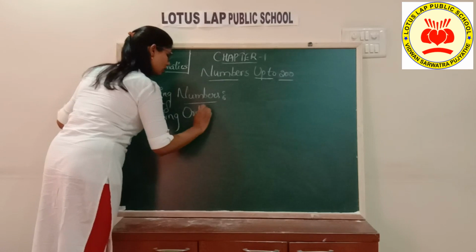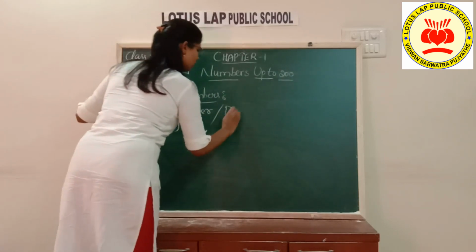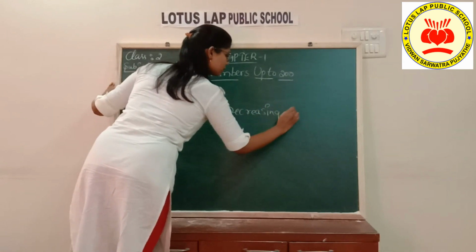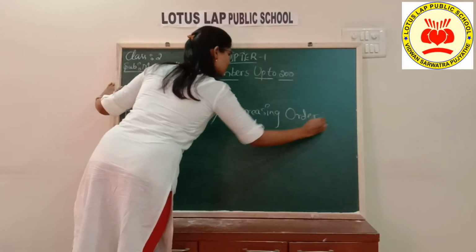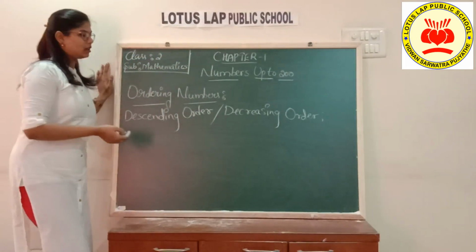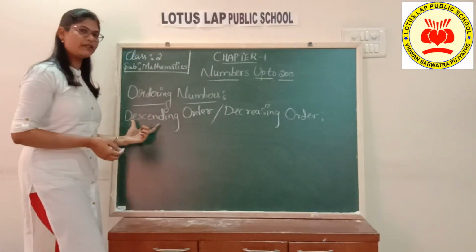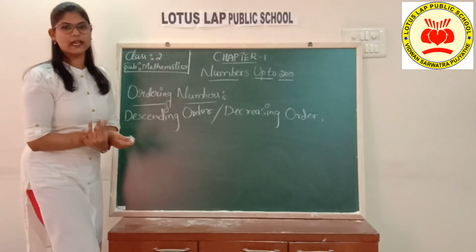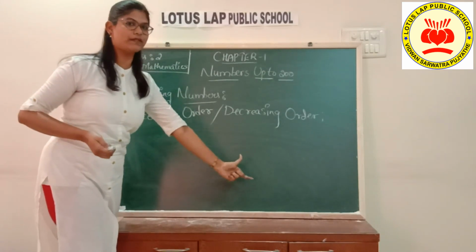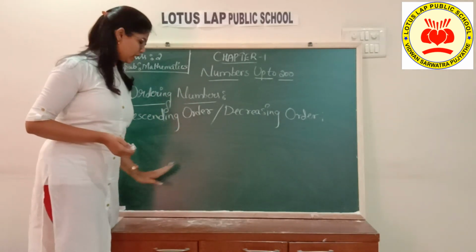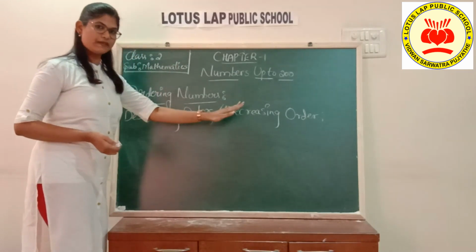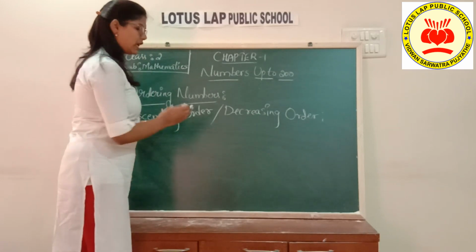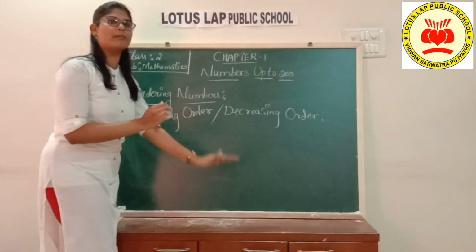Descending order or decreasing order. What is the definition for descending and decreasing order? As you have seen, for increasing order from smallest to greatest numbers we will write. Okay. I have shown you one example also for decreasing order. How we have written for increasing from downwards to upwards we have taken. Now in decreasing order we have to take numbers from top to bottom.